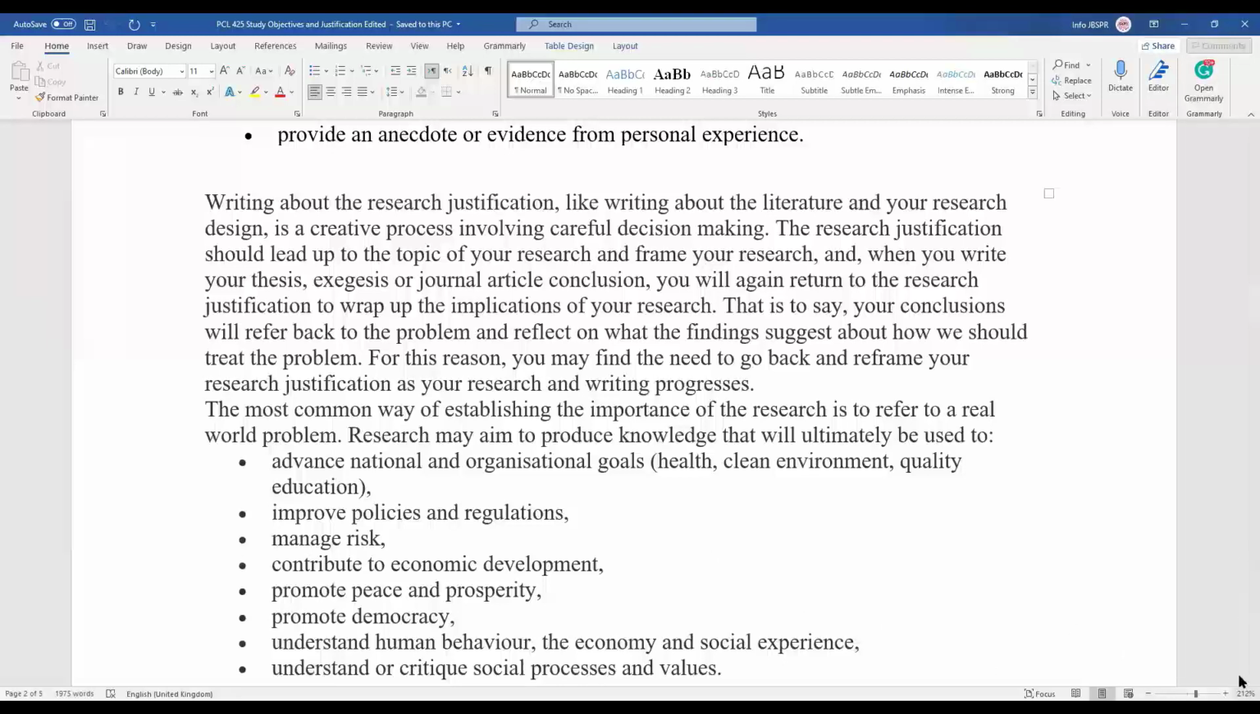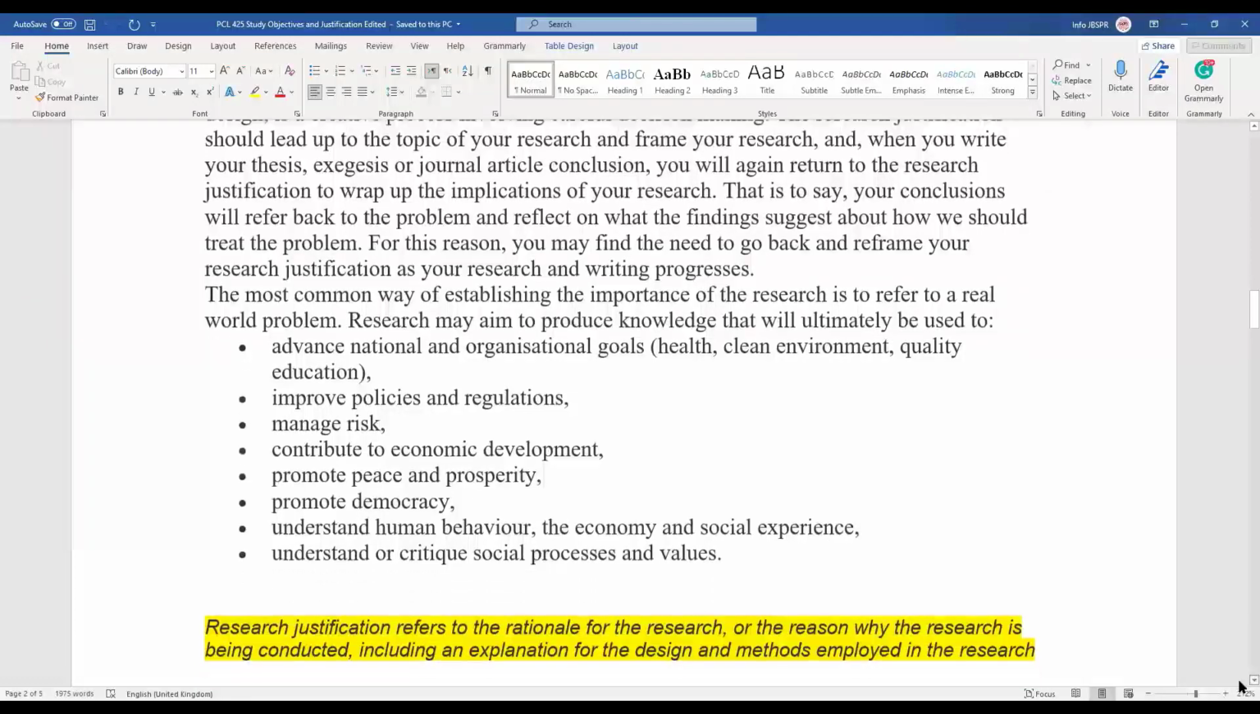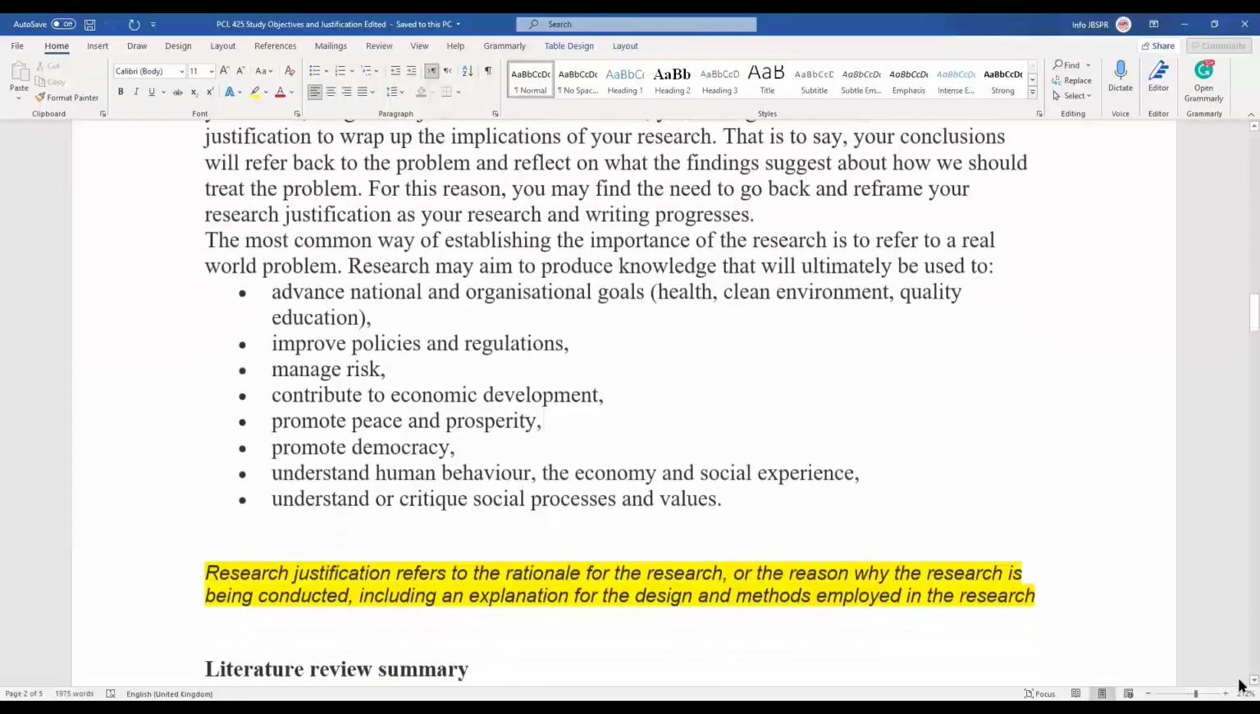So the knowledge may also help in contributing to economic development, can be a way of promoting peace and prosperity, and promote democracy. Anyway, this is just listing so many things that knowledge can do. But when it comes to pharmacy, for instance, we know we'll be more towards health, policy and regulation. Okay, this yellow one, I just saw it somewhere after I had done the note.